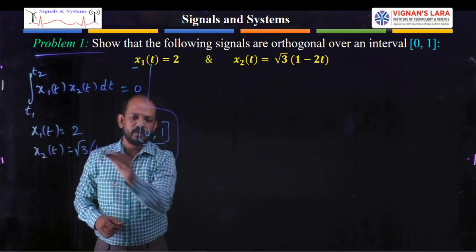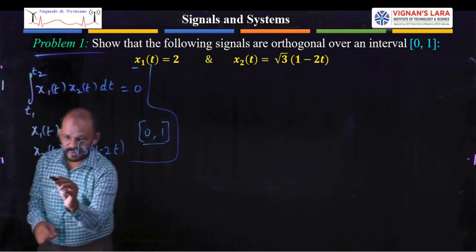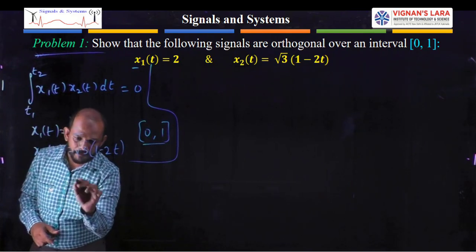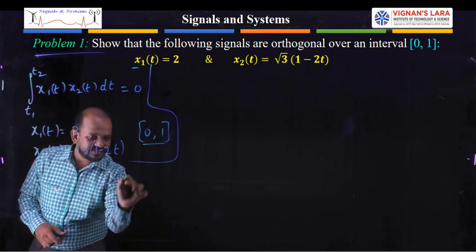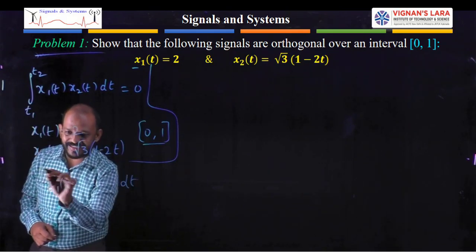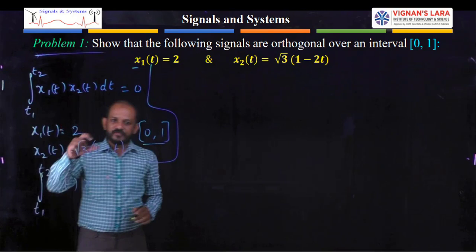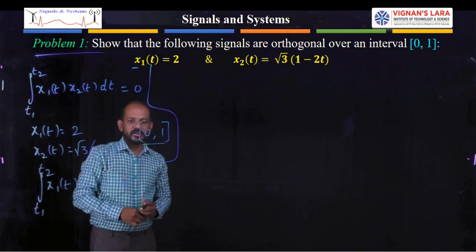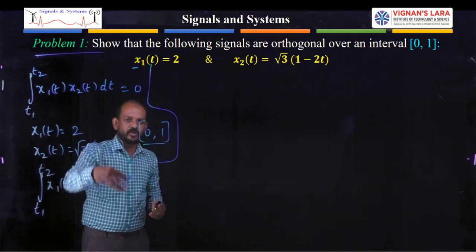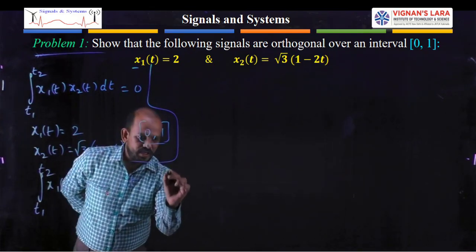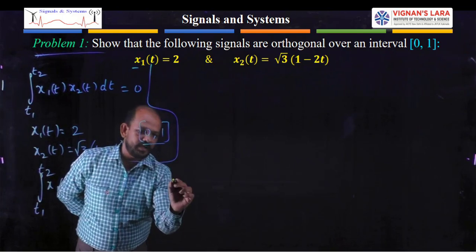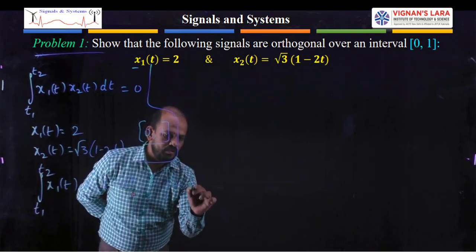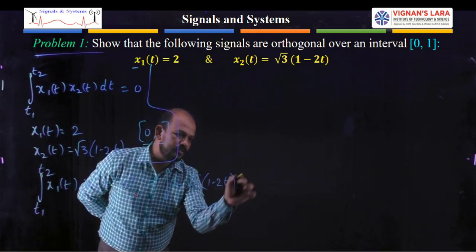So what do we have to do? First we have to find the integration of the product of the two signals over the given interval. If this value is equal to 0, then I can say the given two signals are orthogonal. According to the given data, the integral, what is the value of x1 of t? It is 2. And what is the value of x2 of t? Root 3 into 1 minus 2t. So 2 into root 3 into 1 minus 2t dt.